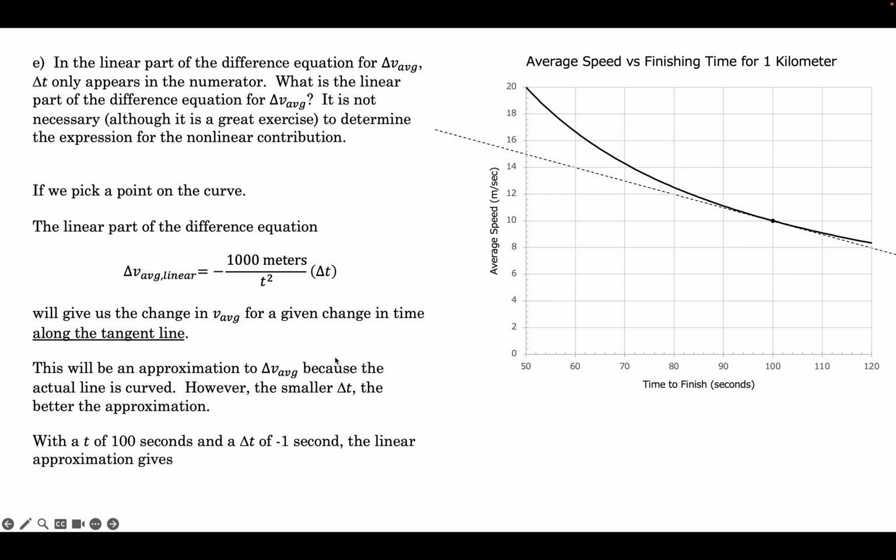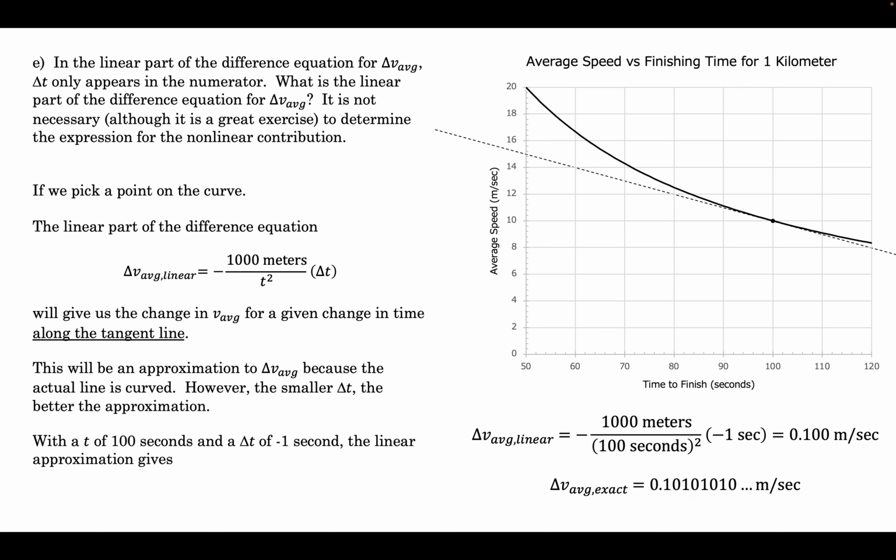With a t of 100 seconds and a delta t of -1 second, the linear approximation, here's our linear part. It's 0.1. It's very close. The actual answer is 0.10101. Okay, that's the exact answer. Here's our linear approximation along the line. We start at 100 and we wander over 1 second. This is the result along the tangent line. That's the exact result.